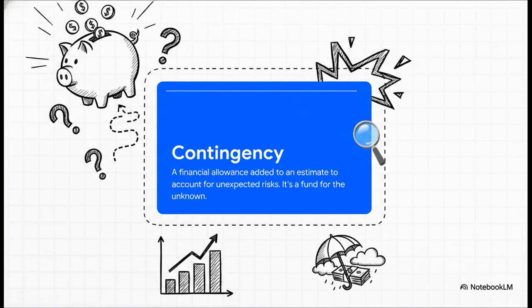You can think of it as the project's rainy day fund. It's money that's set aside for all the what-ifs. It's a fund to cover unexpected risks and events that you simply can't predict. So while waste is about materials you can plan for, contingency is all about the money and risks you can't.